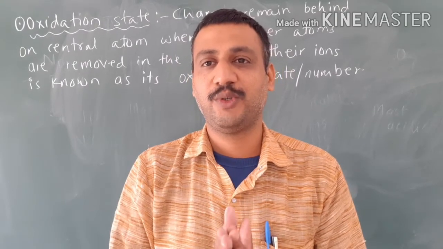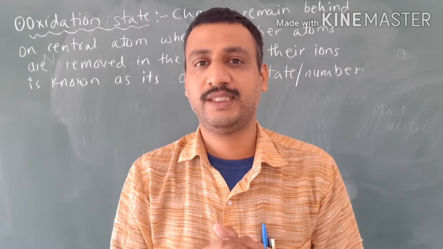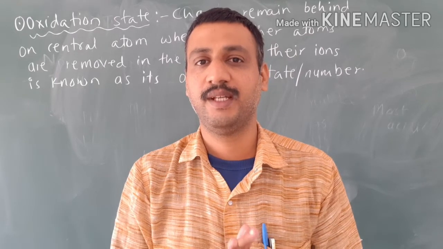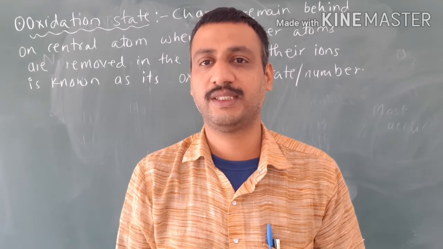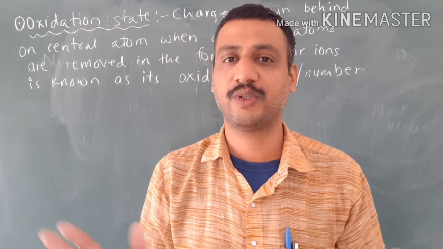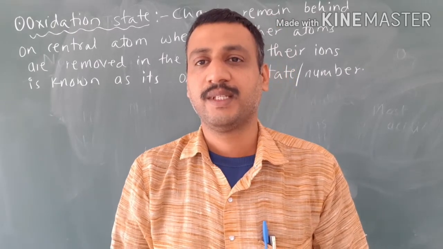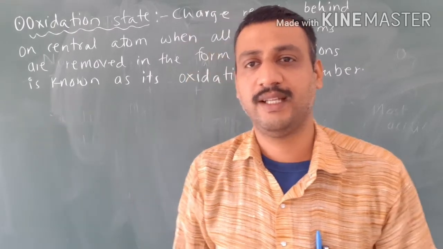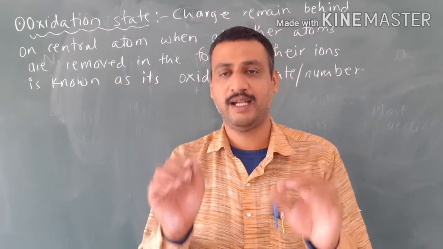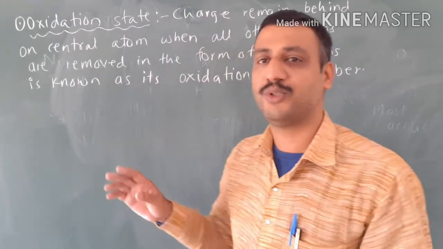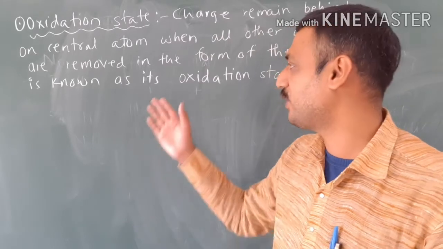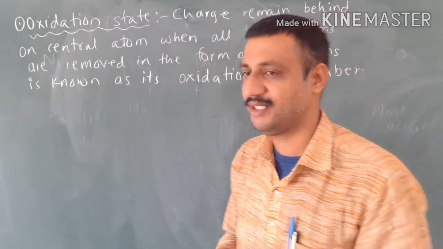In this video I am going to explain oxidation state, oxidation number, and the rules for the determination of oxidation number or oxidation state. Oxidation number and oxidation state are identical. The definition is: the charge remaining on the central atom when all other atoms are removed in the form of their ions is known as the oxidation state or oxidation number.